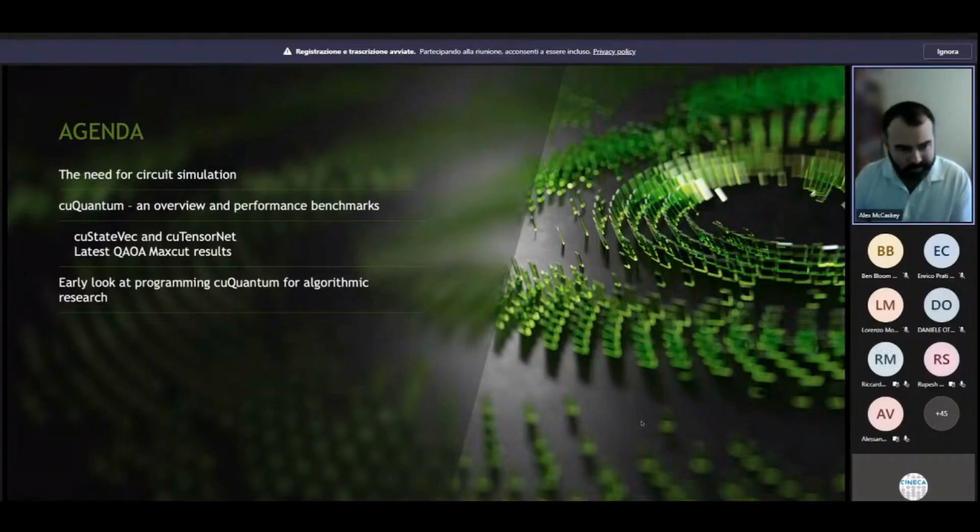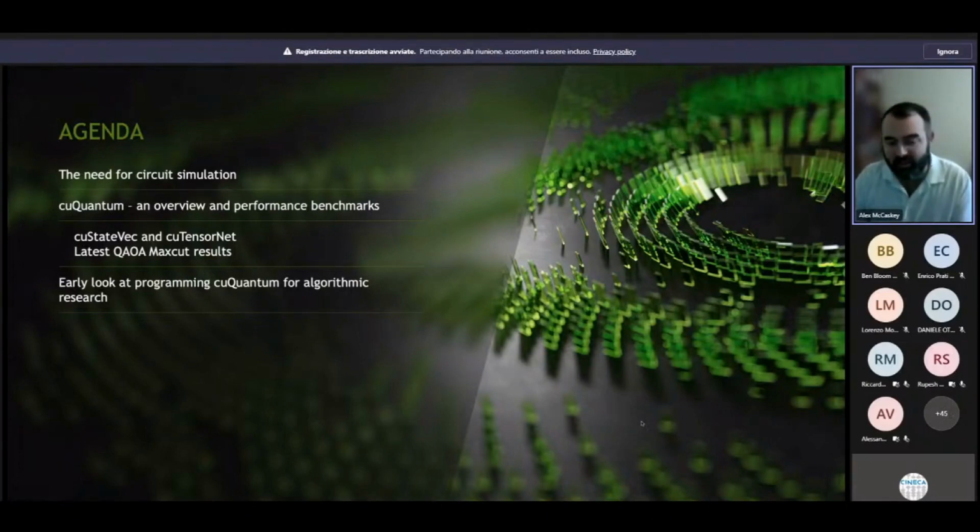So I'll talk about the two main components of cuQuantum, cuStateVec and cuTensorNet. How do we see it in this broader ecosystem? How do we use it? What kind of speedups are we seeing? And we're seeing really good speedups so far. We're in very early days here with cuQuantum, but we're seeing good speedups.